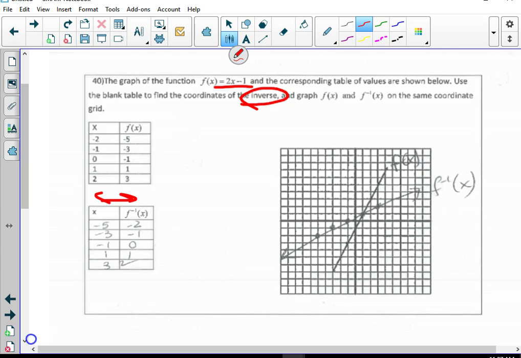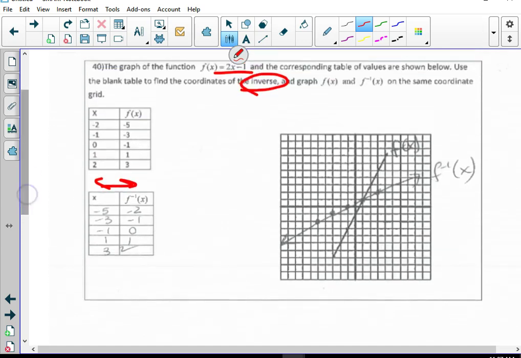And all it did is ask you here to graph both lines. And that's what it looks like. So you have your original function here, and then you have your inverse function there. And that's it.